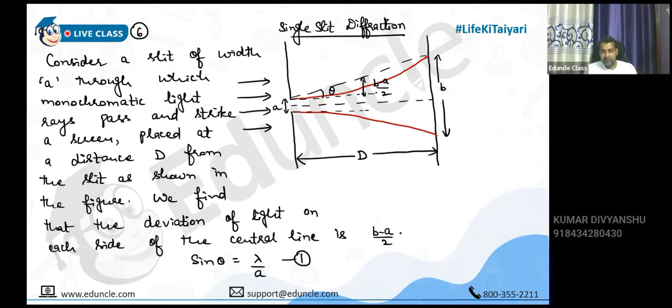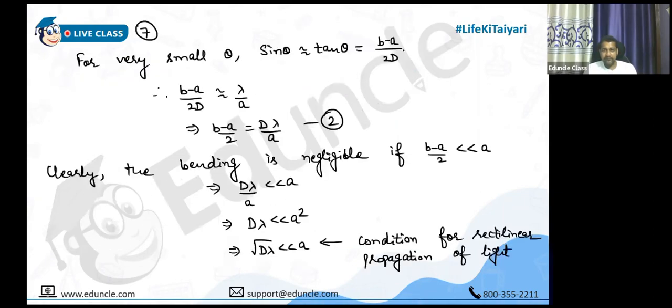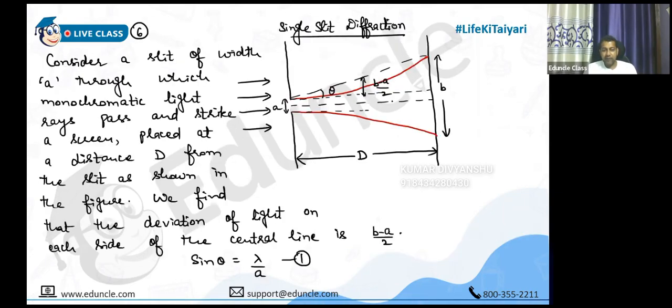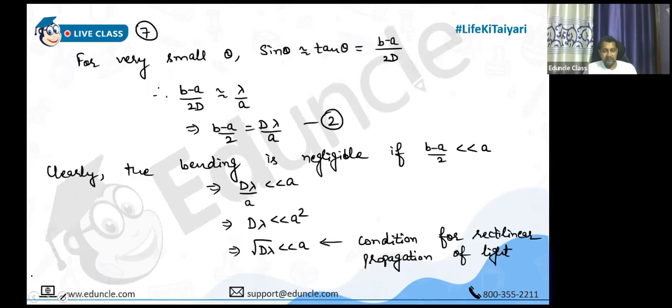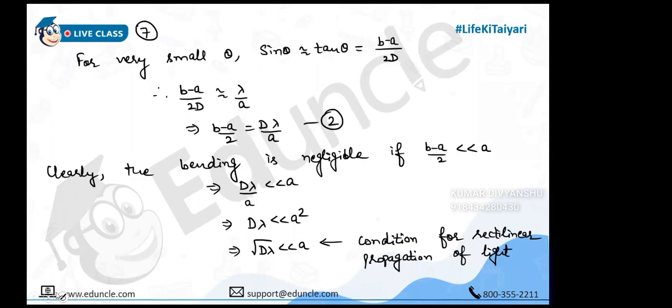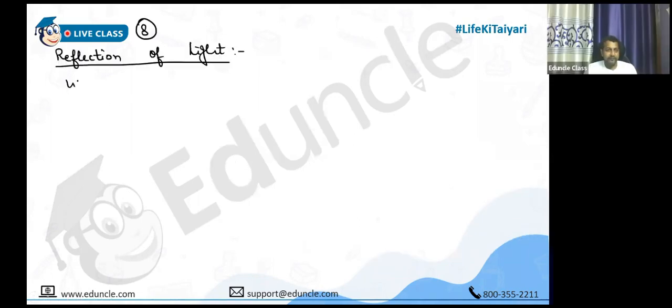So if I represent this distance by (b minus a) by 2, then tan theta will be perpendicular by base. Tan theta is nearly sin theta, and from diffraction we know that sin theta is lambda by a for first minima, that is, a sin theta equals lambda. So we equated both and got a value of (b minus a) by 2. If this is negligible compared to the original width of the slit, then there is negligible bending or deviation, and the light travels in a straight line. That is what you call the Fresnel distance. Clear? Yes, sir. So now let us study reflection of light.